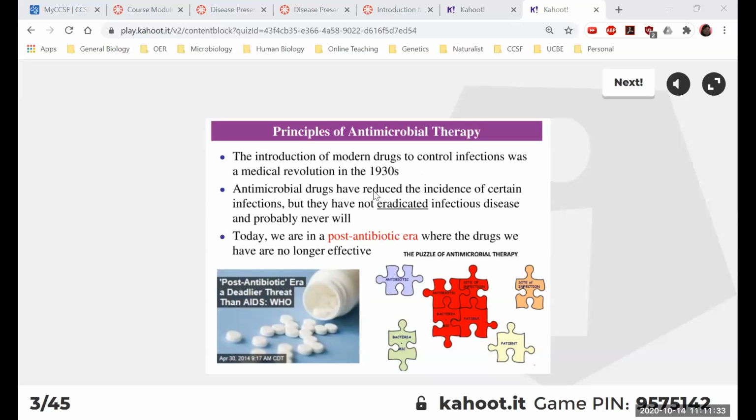At the time when the different drugs were being discovered, a lot of scientists were really optimistic and thought that we had found this miracle drug that can kill bacteria. So they thought that eventually infectious diseases would be eradicated. But now, almost 100 years later, infectious diseases have not been eradicated, and knowing the nature of infectious disease, it probably never will be eradicated.